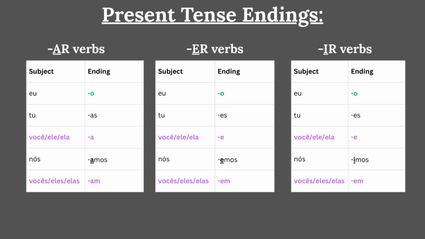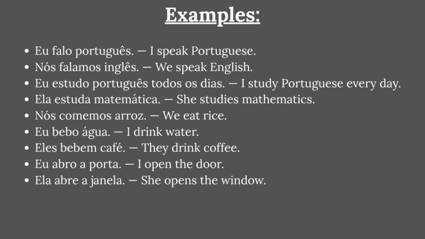Instead of memorizing verbs, we can remember verb endings, and then we can conjugate any verb and speak Portuguese using simple phrases like eu falo português, nós falamos inglês, eu estudo português todos os dias, ela estuda matemática, nós comemos arroz, eu bebo água, eles bebem café, eu abro a porta, ela abre a janela.